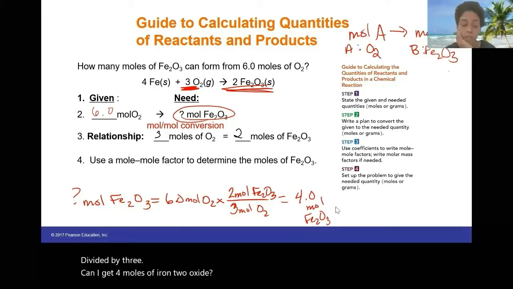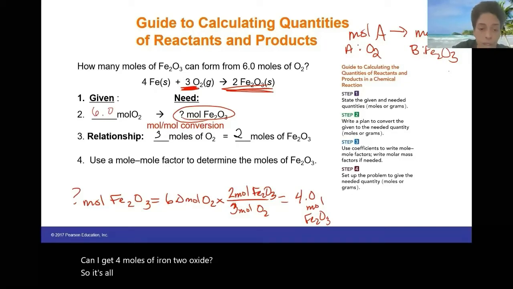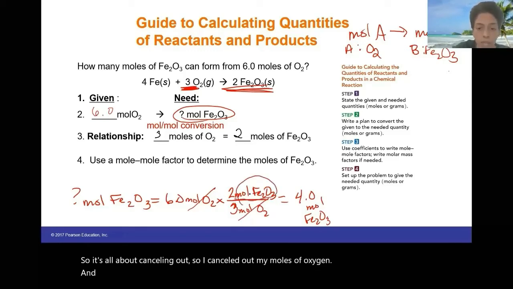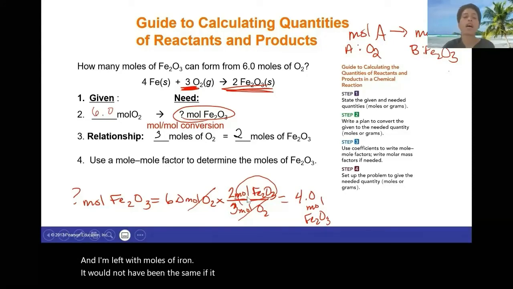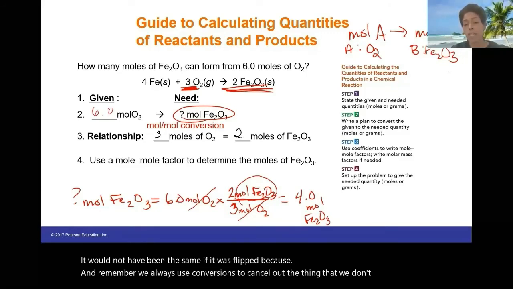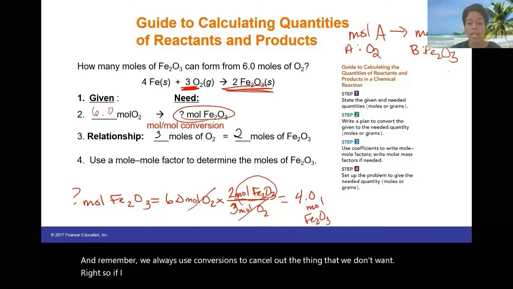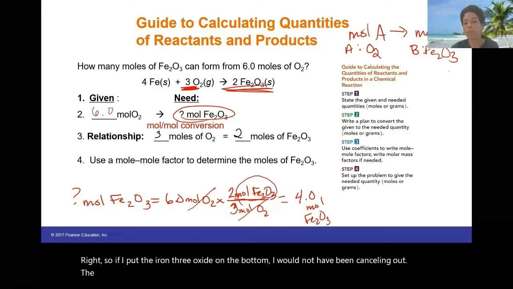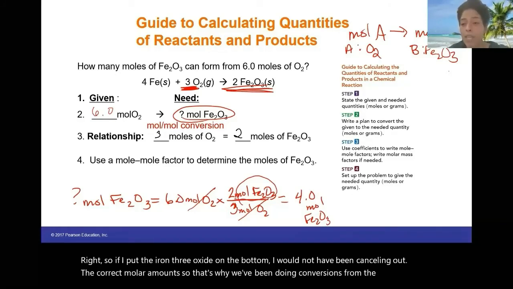Okay, so it's all about canceling out. So I cancel out my moles of oxygen, and I'm left with moles of iron. It would not have been the same if it was flipped, because remember, we always use conversions to cancel out the thing that we don't want, right? So if I put the iron 3 oxide on the bottom, I would not have been canceling out the correct molar amounts.